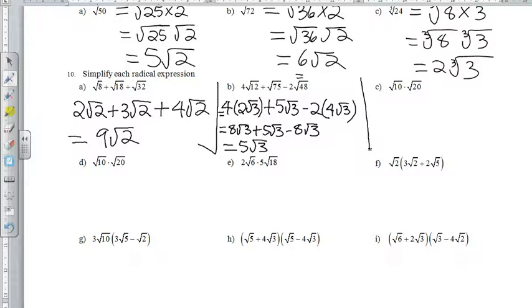Okay, root 10 times root 20. When we multiply radicals, it becomes the root of 10 times 20. So you just put them together under the radical sign, which makes this the root of 200, which is 10 root 2.